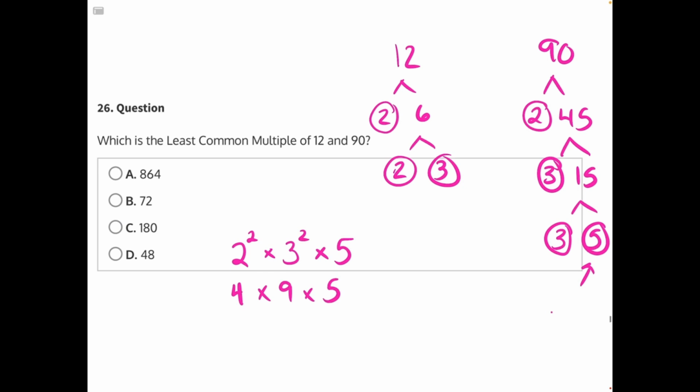If we start with 9 times 5, we will get 45. And then if we multiply it by 4, 4 times 5 gives you 20. So I'm running out of room. 4 times 4 is 16, plus 2 is 18, giving us 180 as our final answer, making C the correct choice.